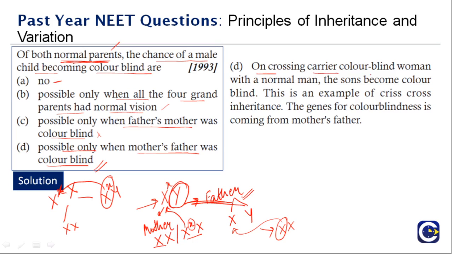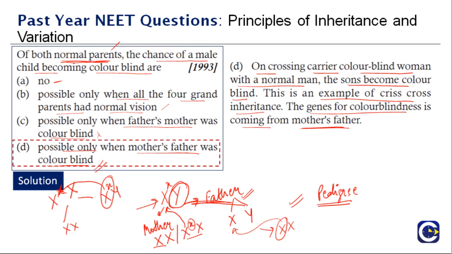On crossing a carrier color-blind woman with a normal man, the sons become color-blind. This is an example of crisscross inheritance. The gene for color blindness is coming from the mother's father, because the mother is a carrier. If mother's father was colorblind, she definitely took the colorblind gene. This is also an important concept for all the pedigree analysis that you do, so you must remember this. The right option here is D.